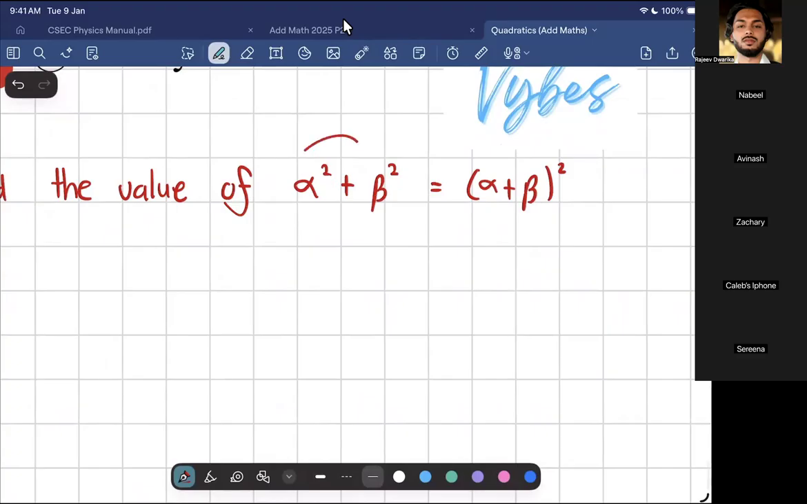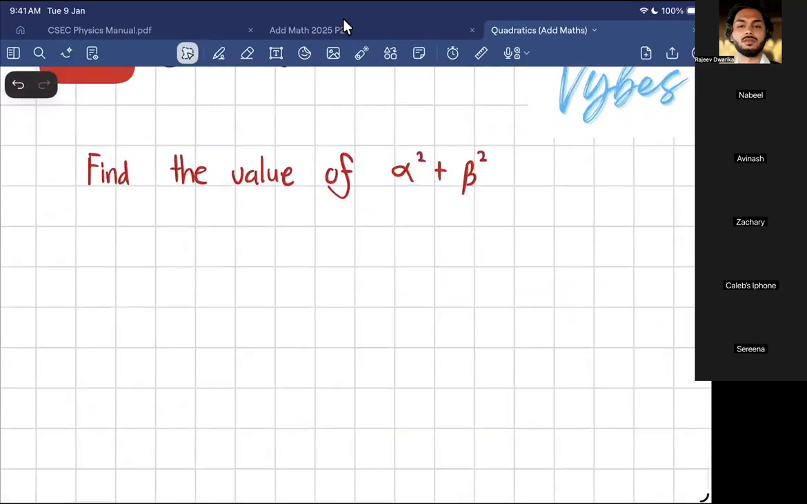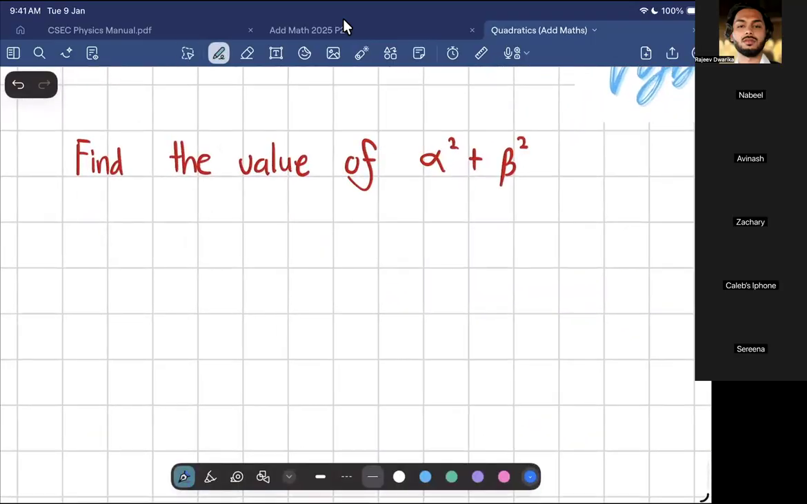So this is the most common misconception students have. So we need to address that. No, it is not the same as alpha plus beta squared.